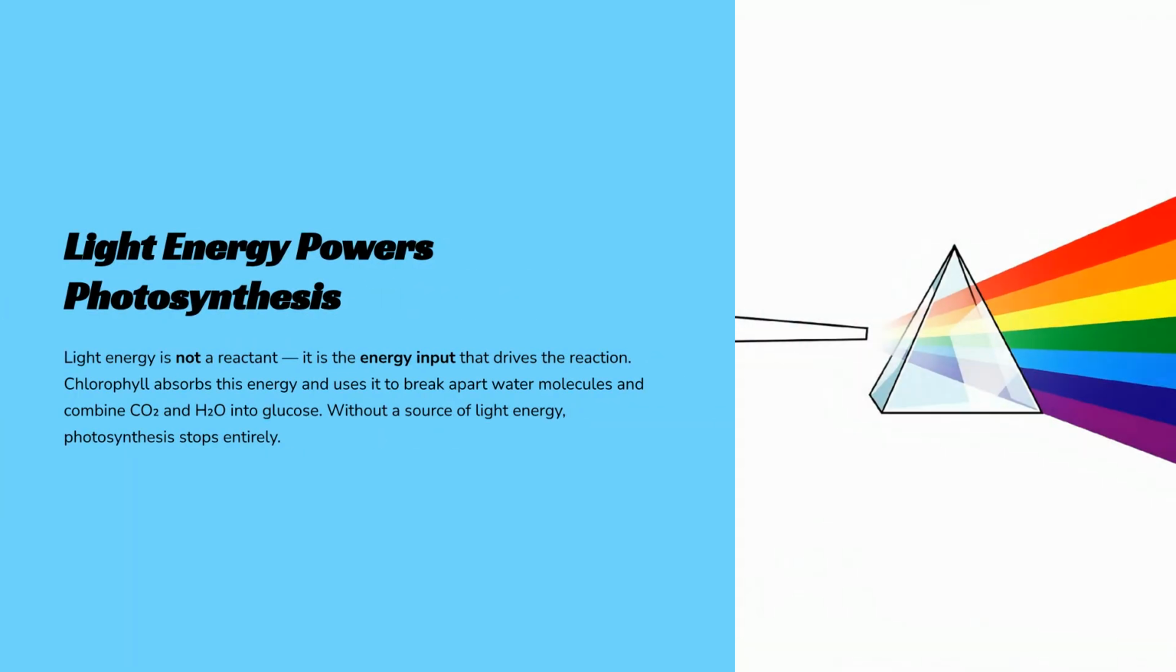Light energy is the essential input that powers photosynthesis. Chlorophyll absorbs this energy to break apart water molecules and combine carbon dioxide and water into glucose. Without light, photosynthesis cannot occur.